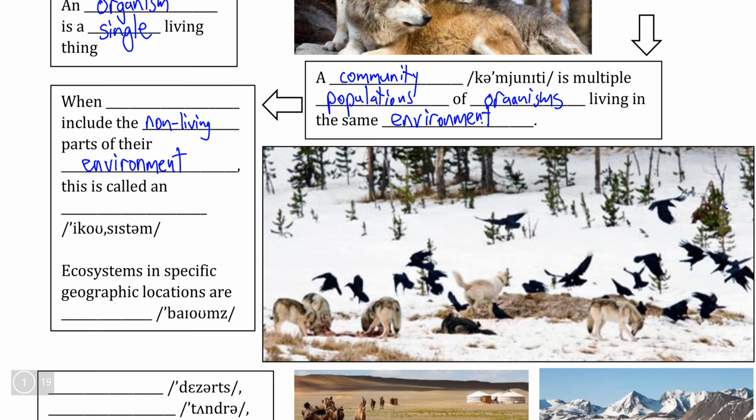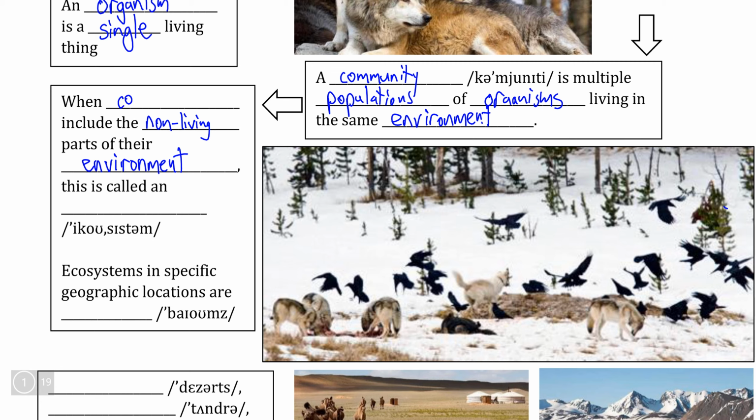So if we take a second to think of the non-living parts, well, we can see most of this picture has snow in it, and we know that snow is frozen water, and water is not alive. So if we consider the snow to be part of this environment as well, that is one example of a non-living component. Another one is the sunlight that keeps these plants alive, and the oxygen in the air that all of the wolves and crows use to breathe.